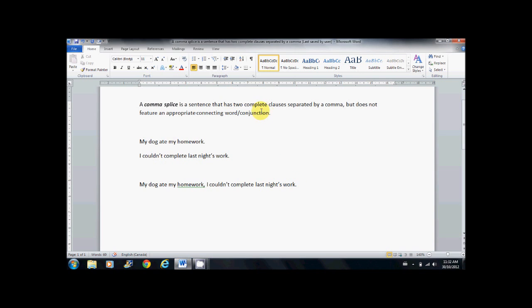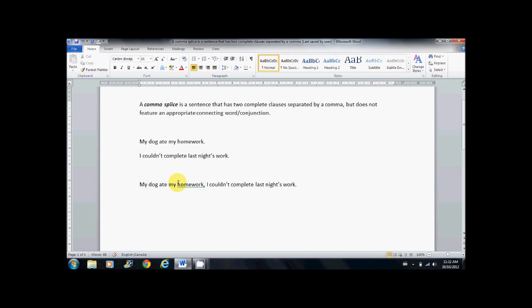So if we look back to our definition of a comma splice, this is exactly what a comma splice is. We have our two complete clauses, 1, 2. We're looking for a comma, we see the comma right there, but we don't have a word that connects these ideas that shows the relationship between them.